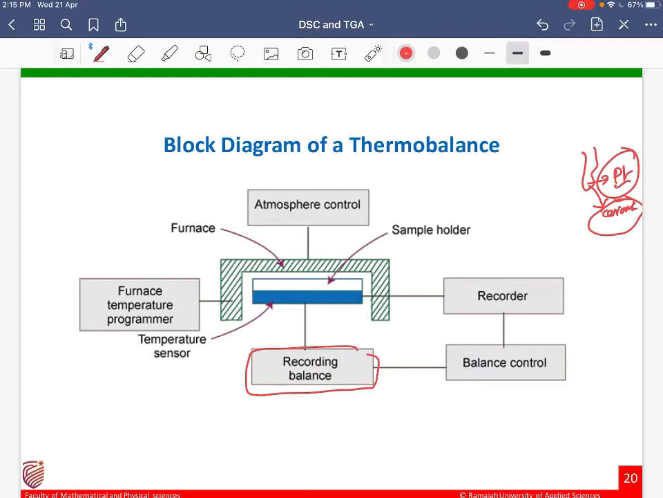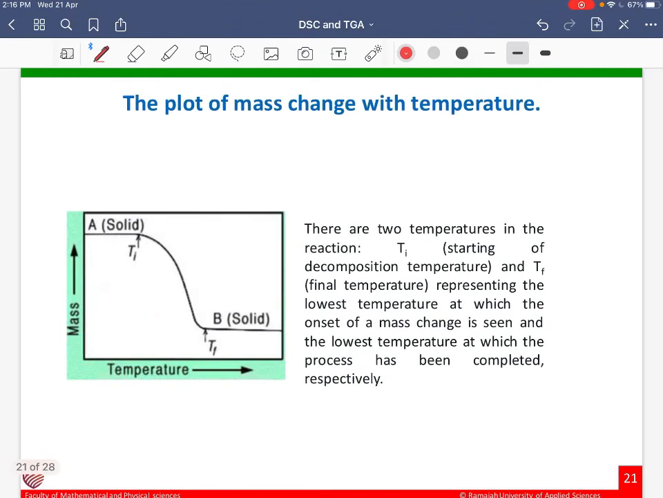But if you want to study the thermal characteristics at 1000 degrees Celsius or 1200 degrees Celsius, then instead of platinum, we have to use a ceramic holder to keep the sample. Then that sample holder we keep in a furnace, and that furnace temperature we can measure using a thermocouple and can be maintained with the help of a computer and a heating system.